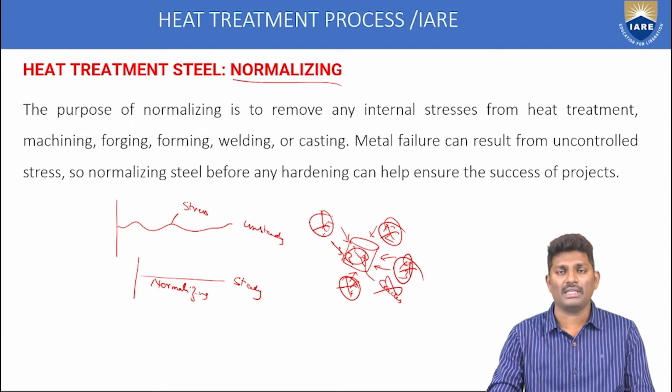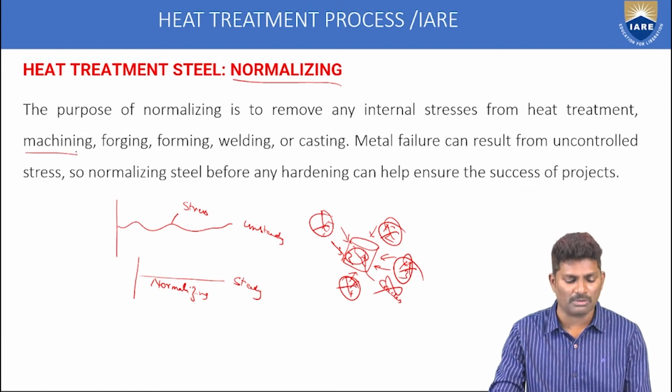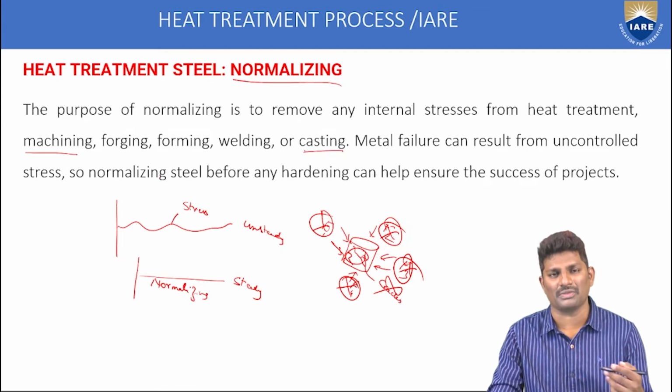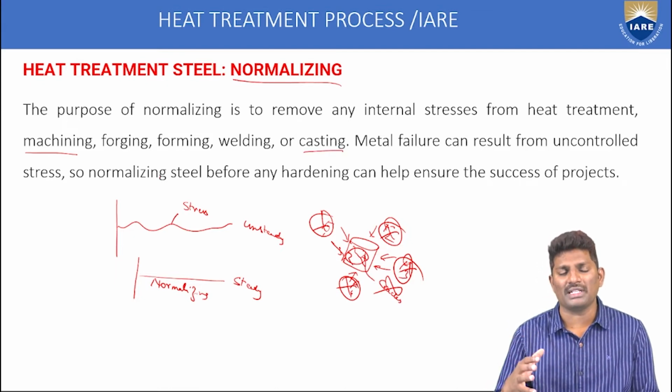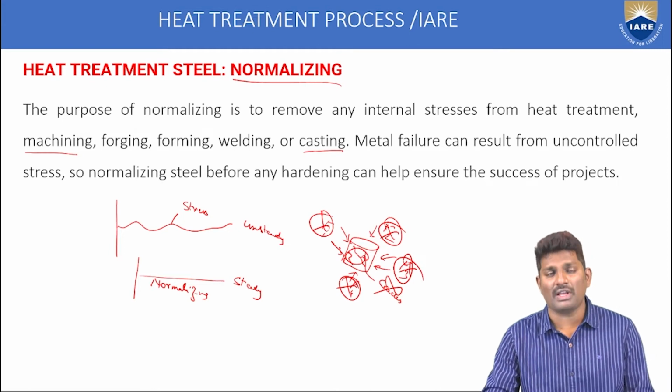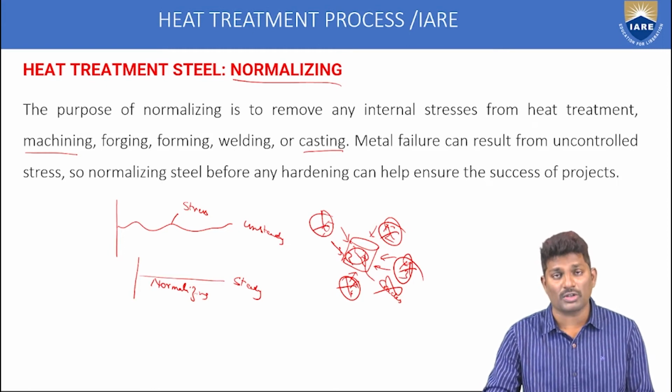Wherever we are doing a manufacturing process like machining, forging, welding, or any casting process, all these materials will undergo some stresses. These stresses are removed with the help of normalizing. Metal failure can result from uncontrolled stresses.